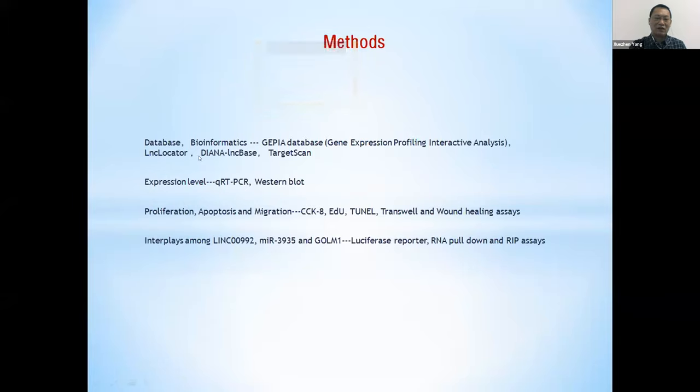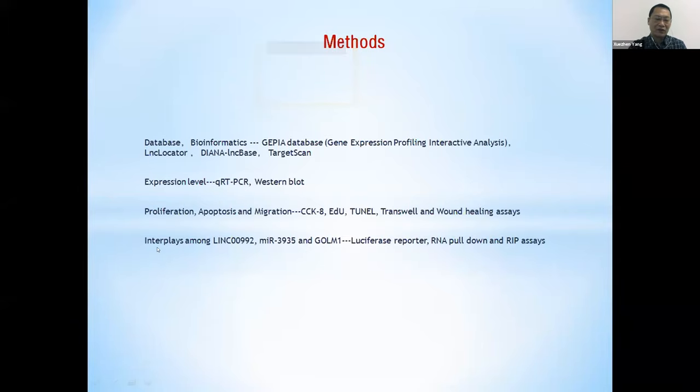It includes this database and the target scan as well. This is very important. Other methods include expression level methods such as RT-PCR and Western blot. You are all scientists and this is very familiar to you. And methods for proliferation, apoptosis, and migration, such as CCK8, EDU, transwell, and wound healing assay or wound closure assay. These methods are for proliferation, apoptosis, and migration.